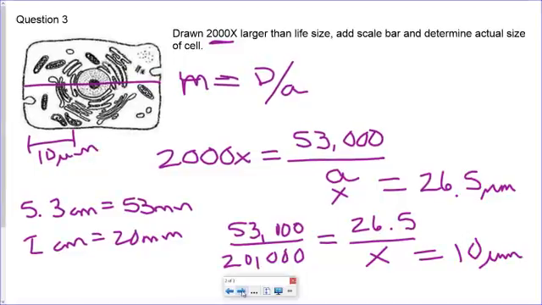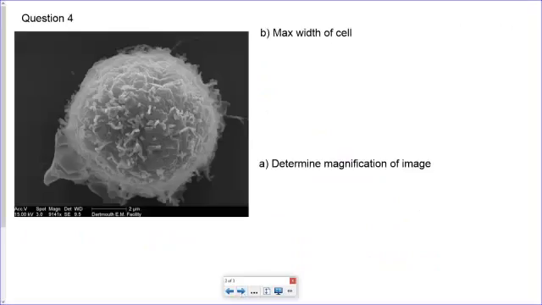So that's problem 3. Now for problem 4, I mixed these up, and if you did part B first, you can get to part A, so I apologize for that. Again, for the max width of the cell, measure a line across the cell. The max width that I did here, I measured at 75 millimeters.